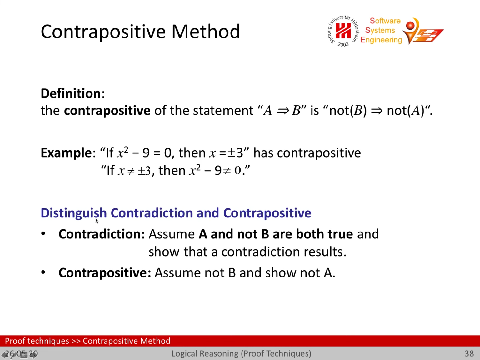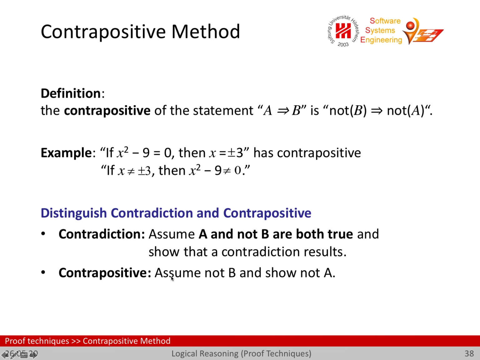It is important to distinguish between contradiction and contrapositive. They are very different techniques. The contradiction would be, for this statement A implies B, we would say we accept A, but we also assume not B to be true in violation of the implication. So both of them would be true, and then we show that a contradiction results. And from that we conclude that this cannot be, so that if A is true, B needs also to be true. That's how contradiction works.